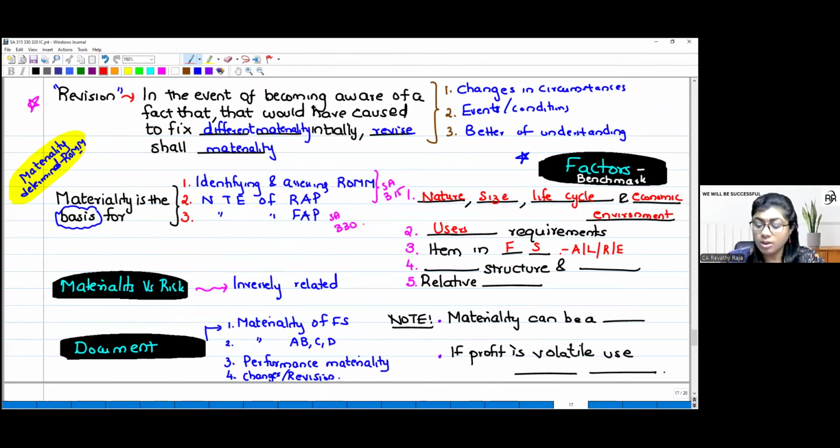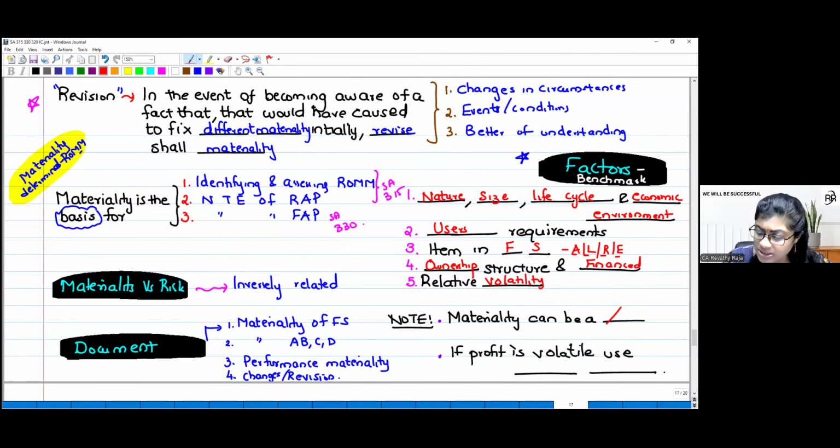Then it depends upon the organization's ownership structure. For a private company, it will be different from a public company, and the way it is financed. And it depends upon the relative volatility of benchmark. Volatility means changes. Come on, be with me. These are the 5 factors which affect materiality benchmark: nature, size, life cycle, economic environment, company, user, items in FS, asset, liability, revenue, expense. Then structure, finance, private company, public company. Volatility is change.